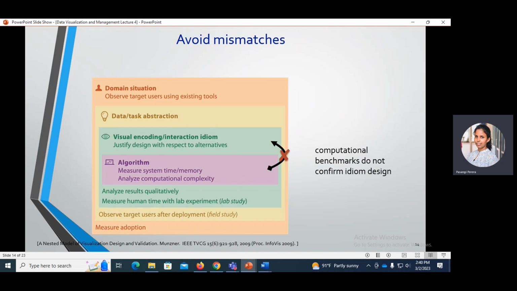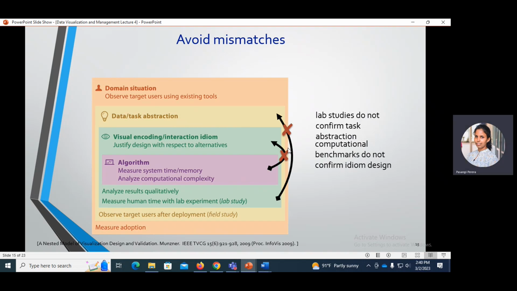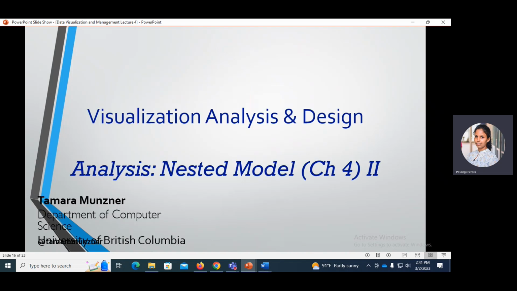For the algorithm, we measure system time or system memory, and also analyze the computational complexity. We analyze results qualitatively and measure human time with lab studies as well. Computational benchmarks do not confirm idiom designs. If we consider these tasks, the lab studies do not confirm task abstraction, and the benchmarks do not confirm idiom designs either.